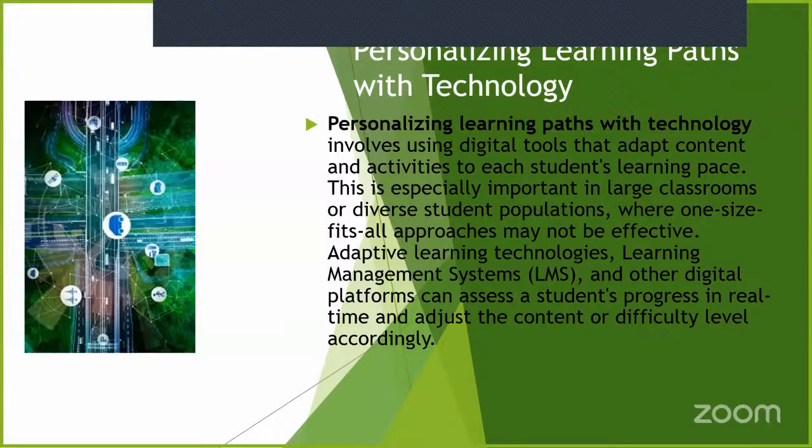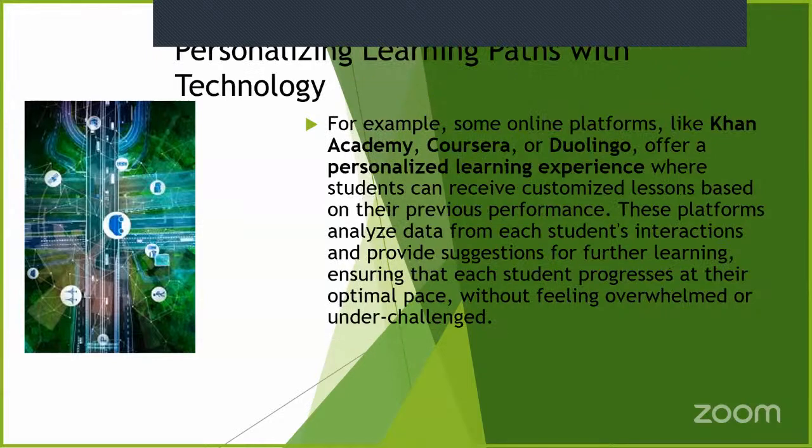Otherwise the learning process is not effective, or is influenced by personal differences. For example, online platforms like Khan Academy, Coursera, or Duolingo offer personalized learning experiences where students can receive customized lessons based on their previous performance. These platforms analyze data from each learner's interactions and provide suggestions for further learning, ensuring that each student progresses at their optimal pace without feeling overwhelmed or under-challenged.